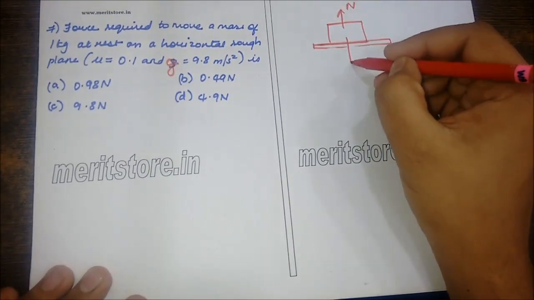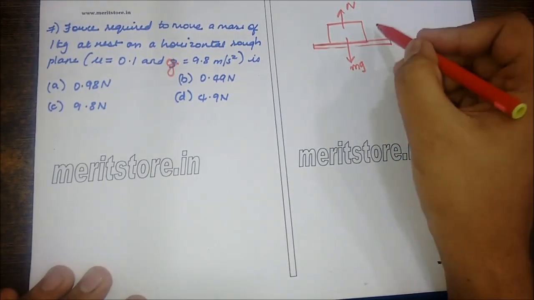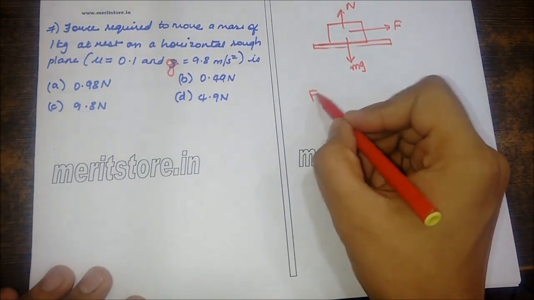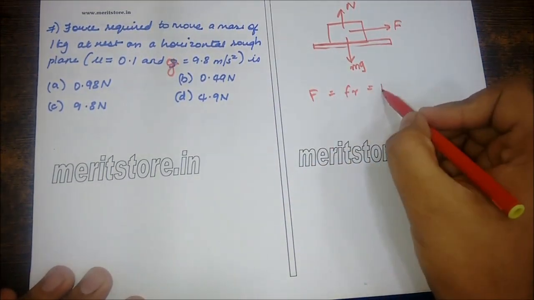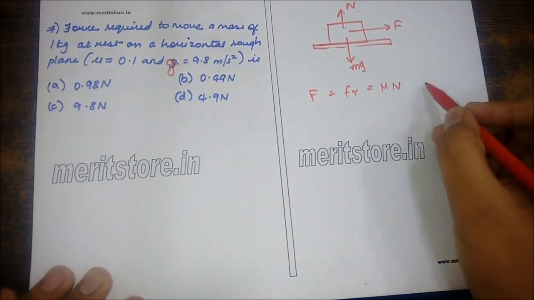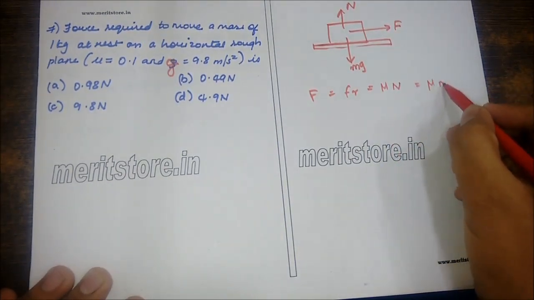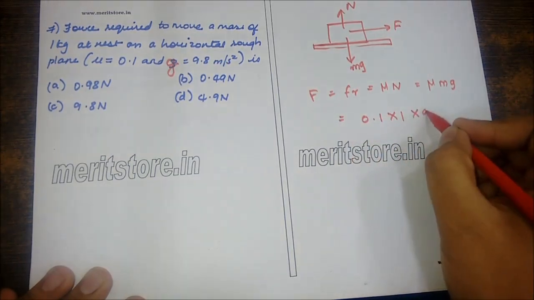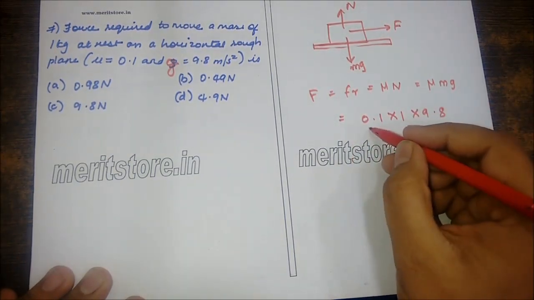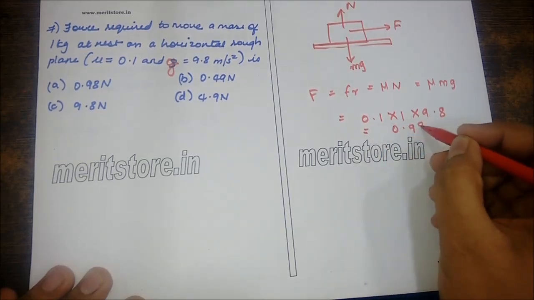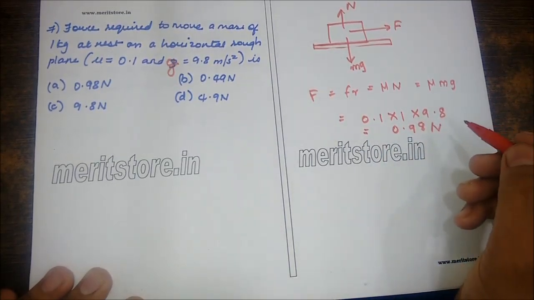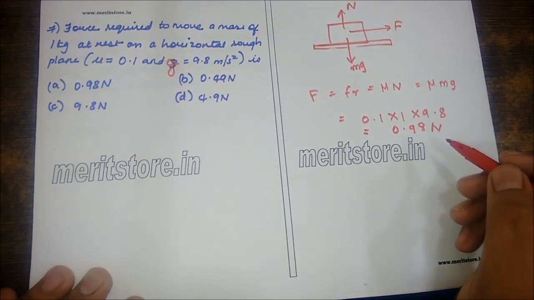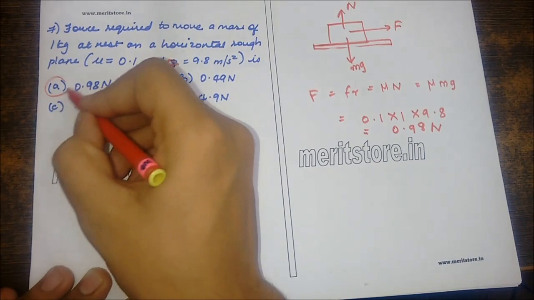Normal reaction, weight mg. F is equal to Fr, which is equal to mu N, mu mg, which is equal to 0.1 into 1 into 9.8, 0.98 Newton, assuming that the value of mu is equal to 0.1, the coefficient of static friction. So now 0.98, that is option A, is the correct answer.